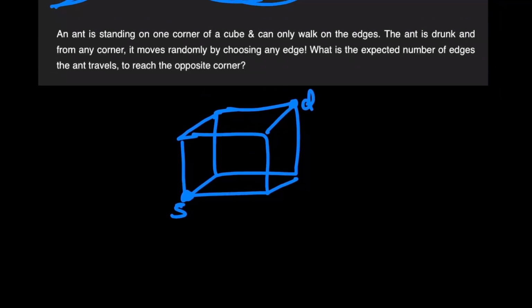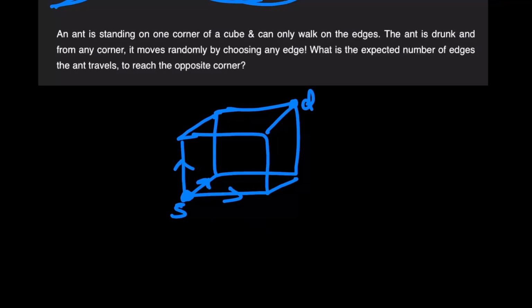So for example, from this corner there are three possible edges we can go along, and the ant is drunk, so he doesn't really pick an edge smartly, and the probability of going along any one edge is 1 by 3, right? So there's a 1 by 3 chance of going along this edge, and this edge.